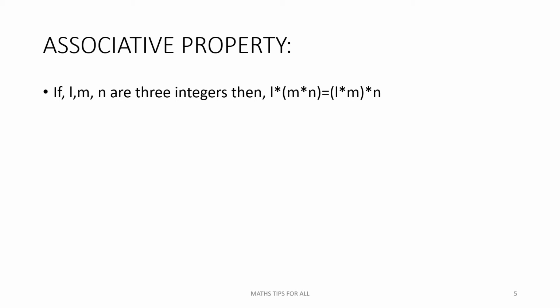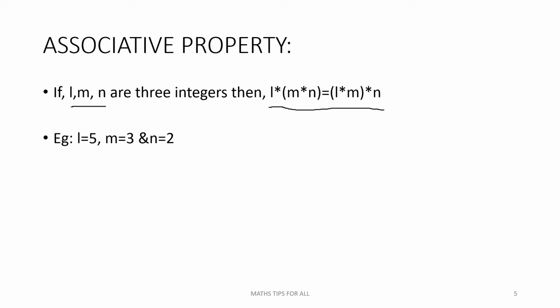Let's move on to the third one, that is associative property. Here according to this property we are considering three integers L, M and N. So we need to remember that L into M into N is equal to L into M and whole N.